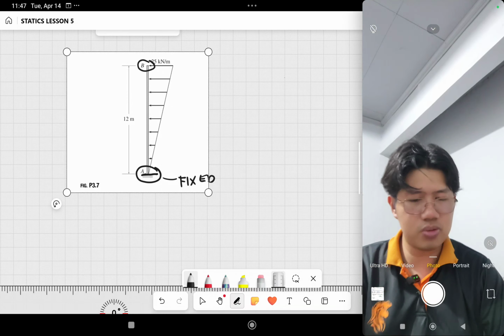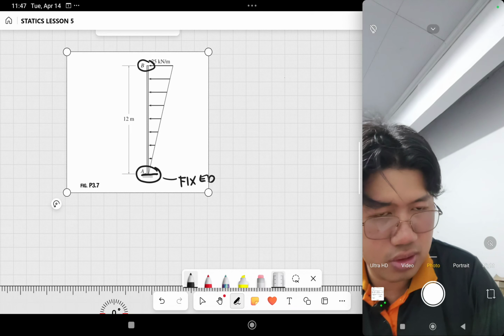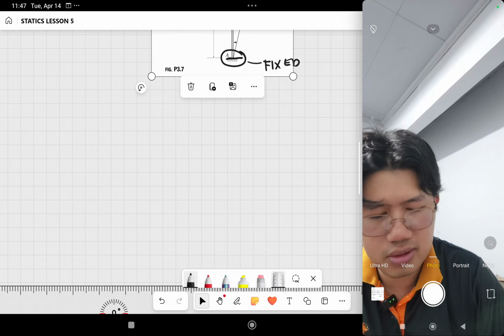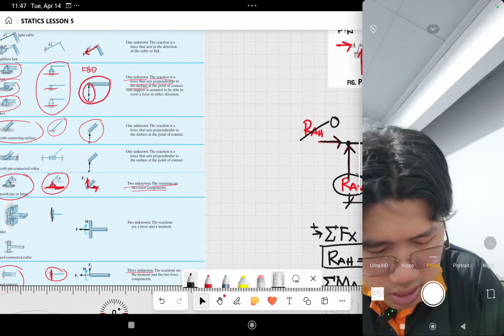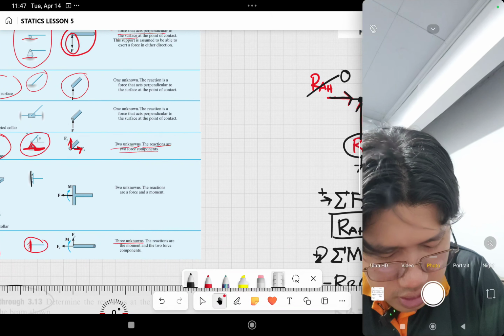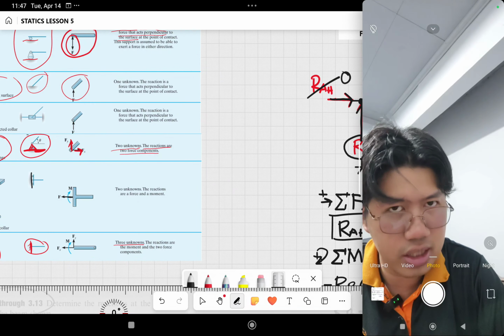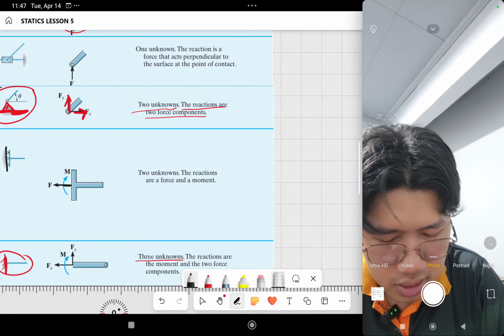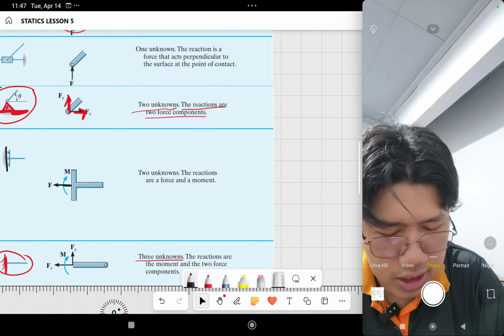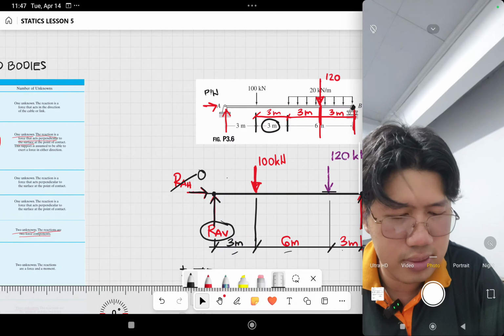So, this is a fixed support. Kapag fixed support, kung babalikan natin yung kanina, fixed support has 3 unknown forces, or 3 reaction forces: vertical Fy, horizontal Fx, and a moment.